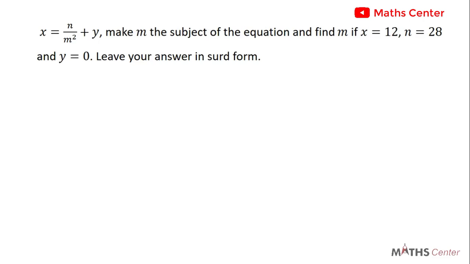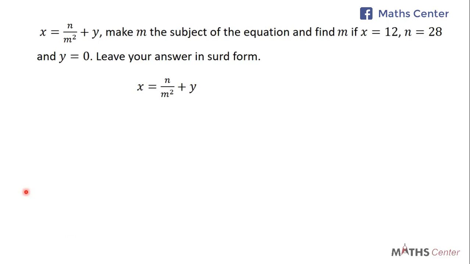x is equal to n over m squared plus y. Make m the subject of the equation and find m if x is equal to 12, n is equal to 28, and y is equal to 0. Leave your answer in surd form. So let's concentrate on the first part of the question. We have to make m the subject of the equation x is equal to n over m squared plus y.